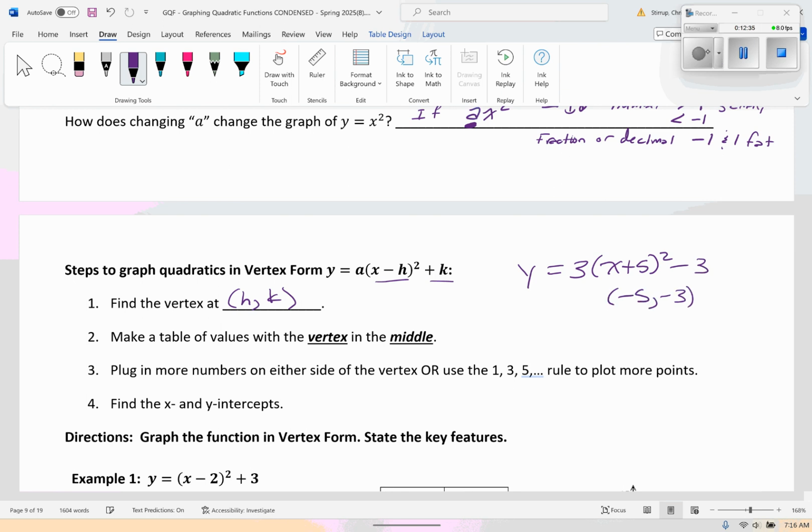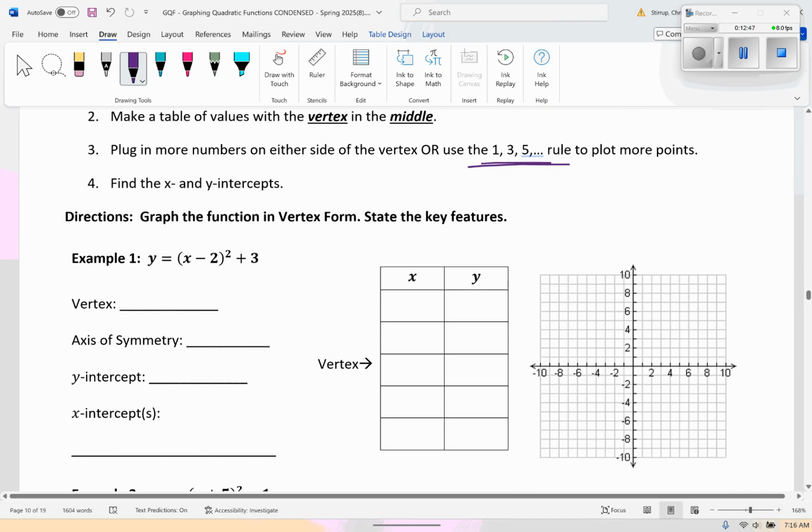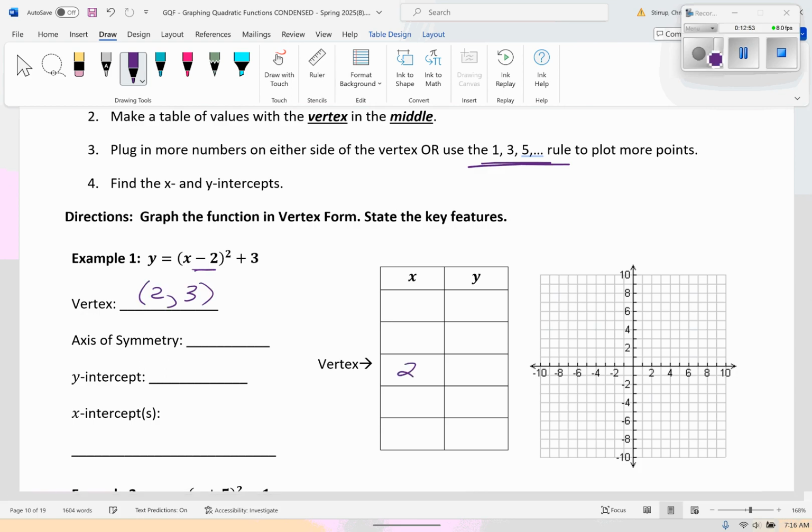Same idea. Make a table with the vertex in the middle, and we're going to use the 1-3-5 rule to plot. I think you're going to like this. The first thing we want to do is figure out our vertex. It's the opposite one inside, same outside. So under my vertex, I'm going to plot 2, 3, which is here.